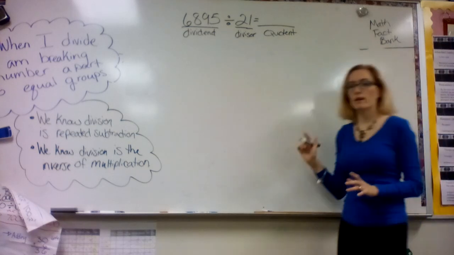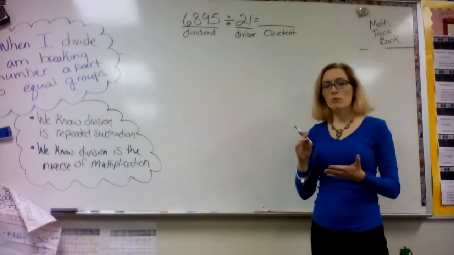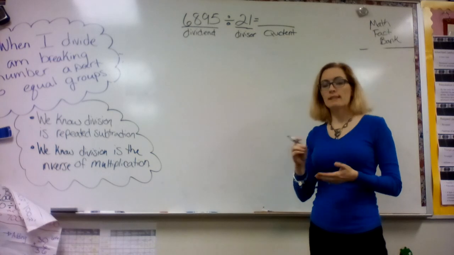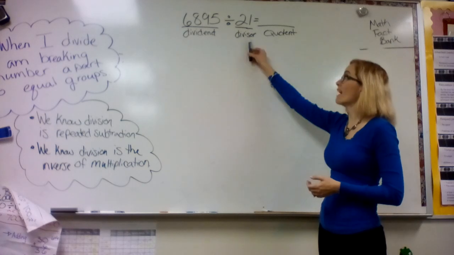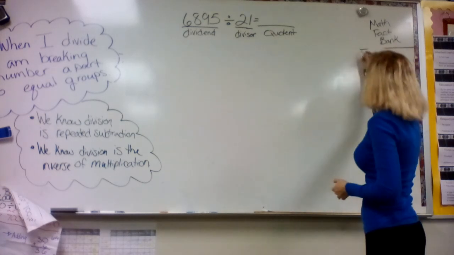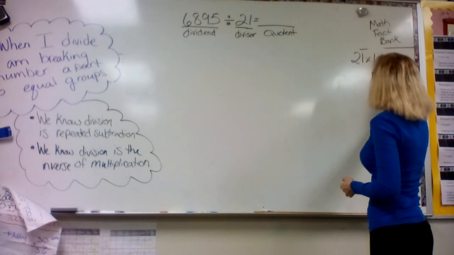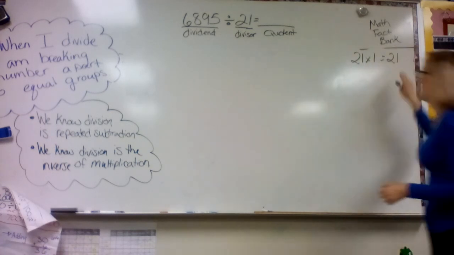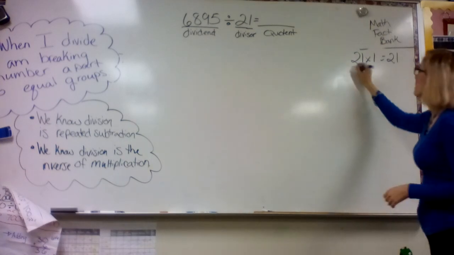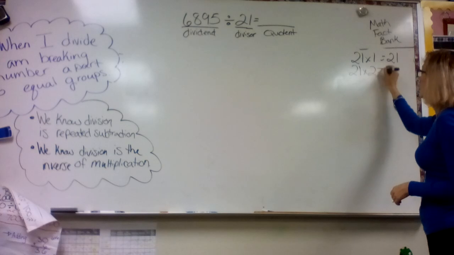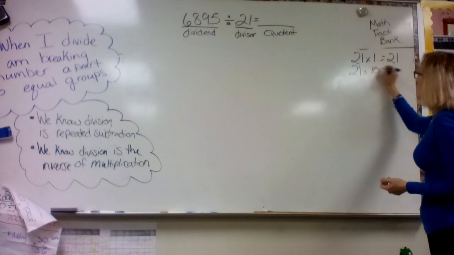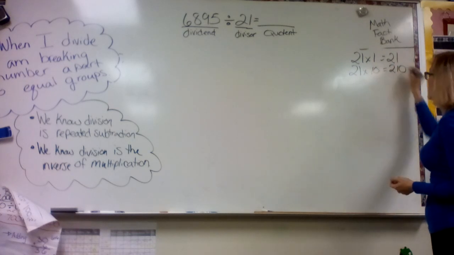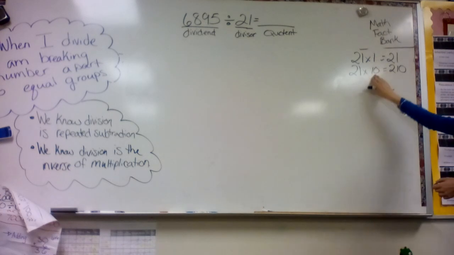I like to start off with a math fact bank. We've been working on multiplying numbers by tens, hundreds, and thousands. So with our math fact bank, we're going to take our divisor, 21, and we're going to start with 21 times 1 equals 21. Then we're going to do 21 times 10, my mistake, sorry, equals 210.